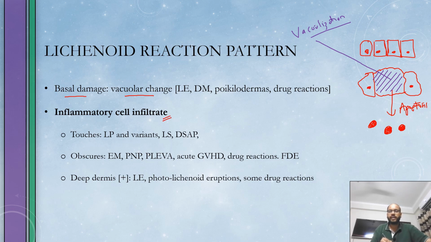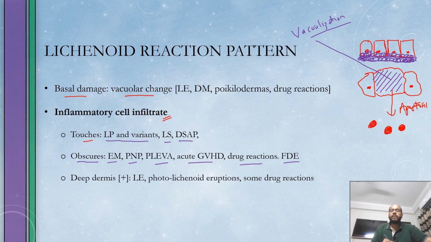Now, the inflammatory infiltrate can either touch the epidermis, that means it is situated at the level of the dermoepidermal junction. So it can be here. And this is seen in lichen planus and its variants, lichen sclerosus and the disseminated superficial actinic variant of porokeratosis. Or it can obscure the dermoepidermal junction. That means it can extend and involve the entire junction of the basal layer and the dermis. And this is seen in erythema multiforme, paraneoplastic pemphigus, PLEVA, acute GVHD, drug reactions, fixed drug eruptions, wherever there is profound keratinocyte damage.